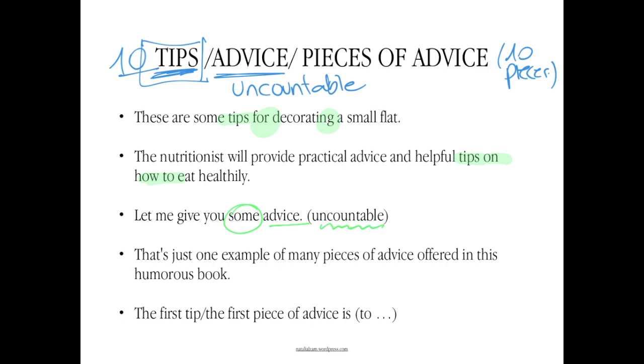So if you are really, really keen on using the word advice in the plural, what you would have to say could be something like, that's just one example of many pieces of advice. And this is what you would have in the plural, pieces of advice. Okay? So for example, I'm thinking of a mediation exercise. If you have a series of recommendations, you could say, the first tip or the first piece of advice is to blah, blah, blah, whatever. Okay? I tend to use this word, but both are okay.